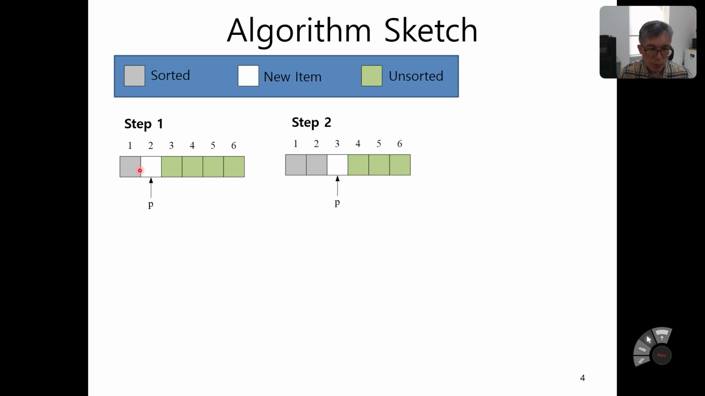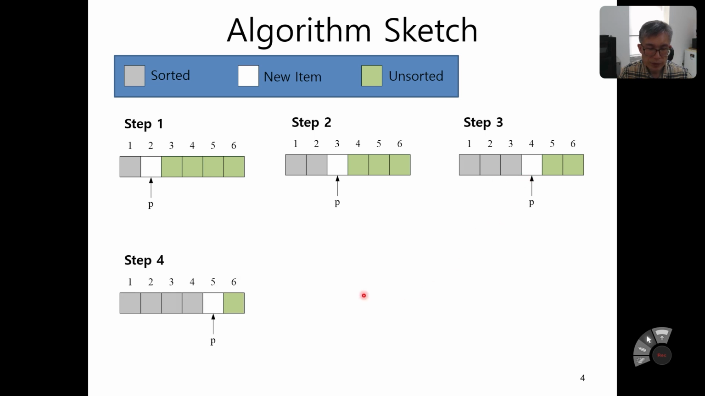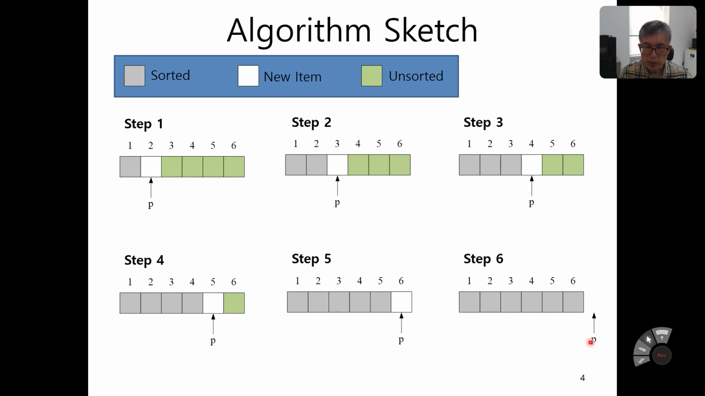So we compare: if this value is greater than or equal, we are done. Then the third one is compared as a new item, and one step at a time we find the appropriate position. Then we finish the insertion, and we are done.